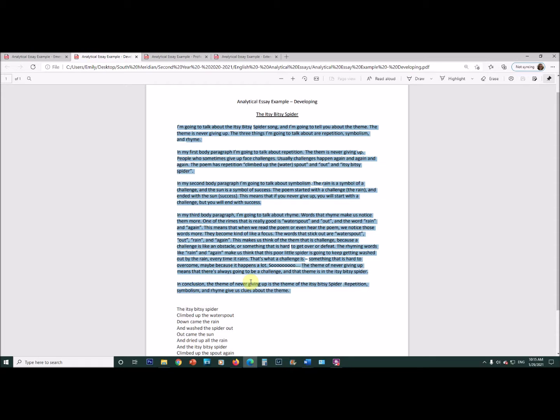It's getting there. We're starting to make arguments. We're starting to make connections with examples that support our arguments. So let's take a look, and then we'll talk about it after.